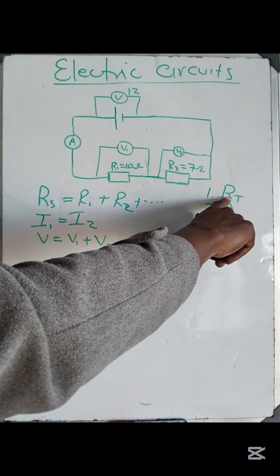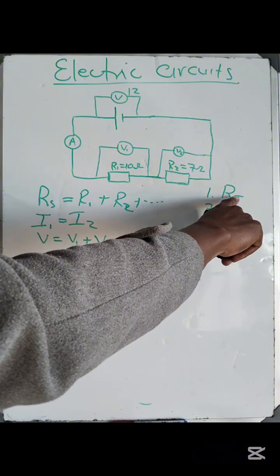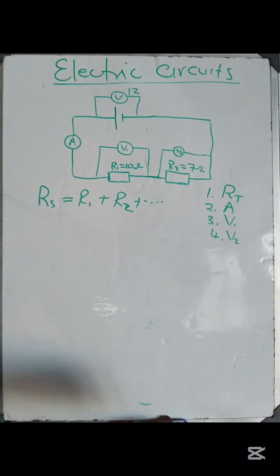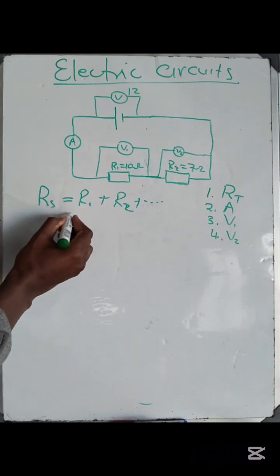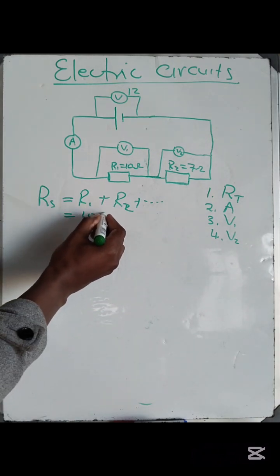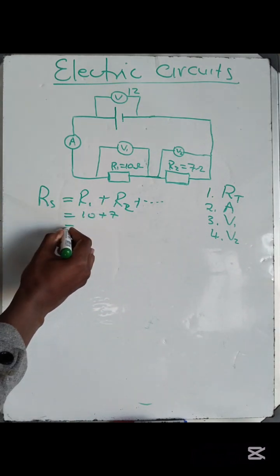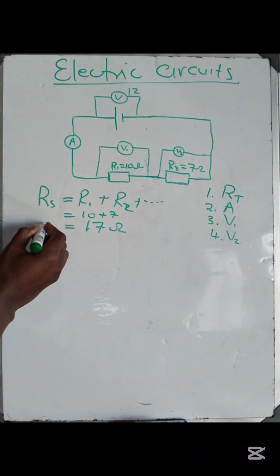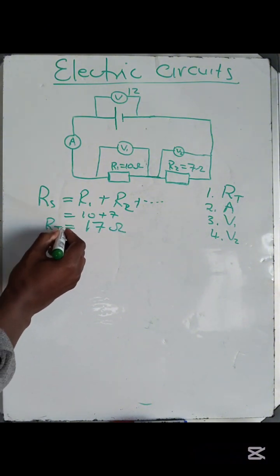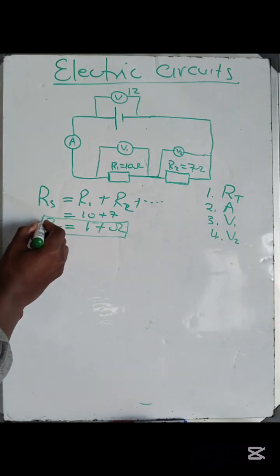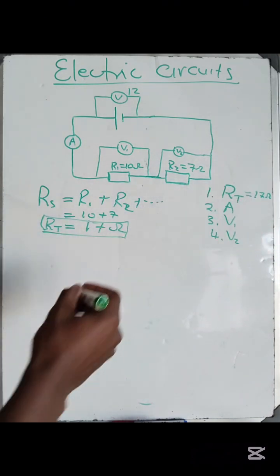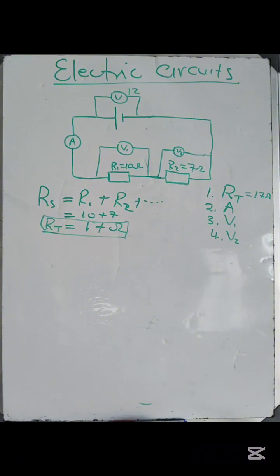So the first question says calculate the total resistance of the circuit. Since it is a series circuit, we will use this formula, so we have 10 plus 7, then we have the total resistance, which is 17 ohms. So this is the total resistance of the circuit, that is 17 ohms.